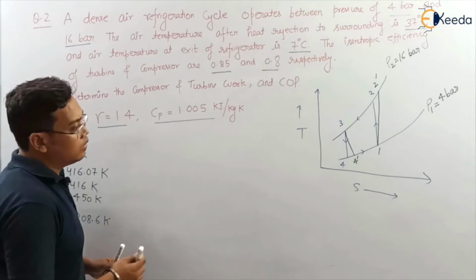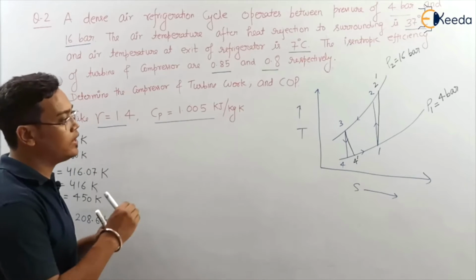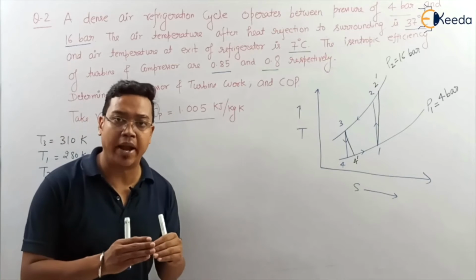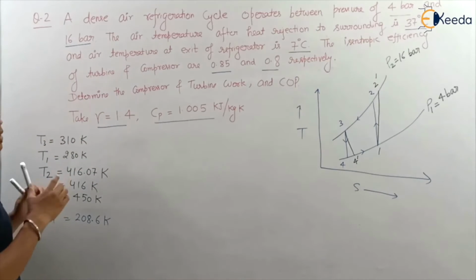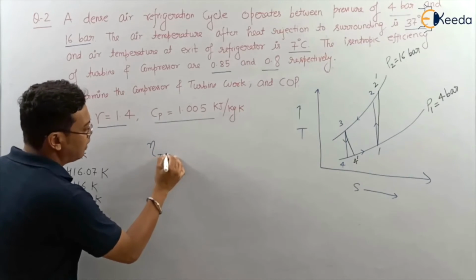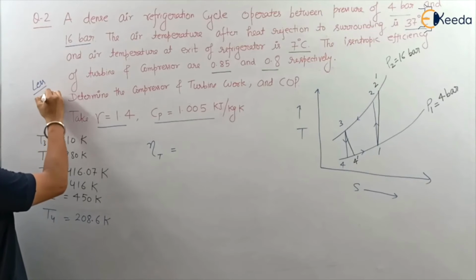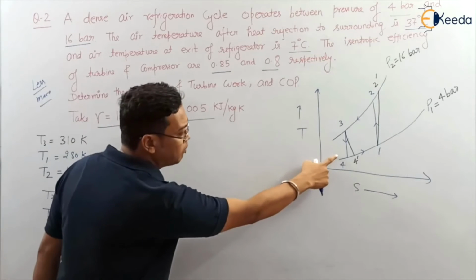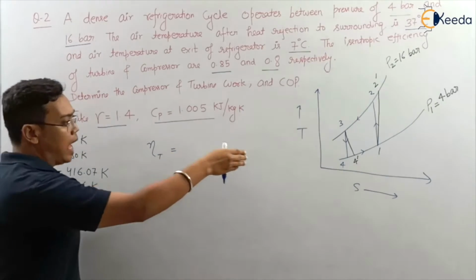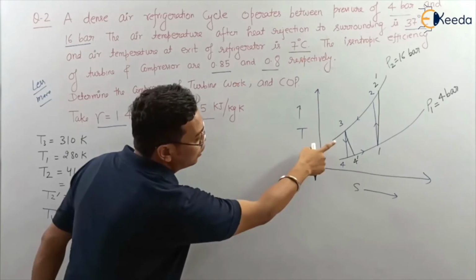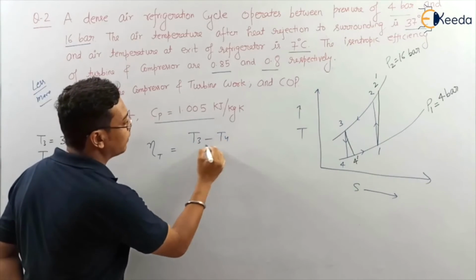We'll see here. You know 3 to 4 or 3 to 4 dash is a process which is going on in the expander or turbine. So you know the efficiency of turbine, I'll write directly, less by more. Remember again, less by more. In which process I am getting more work output? In this case, I am getting less and more work output. So 3 to 4 I am getting less work. That means T3 minus T4.